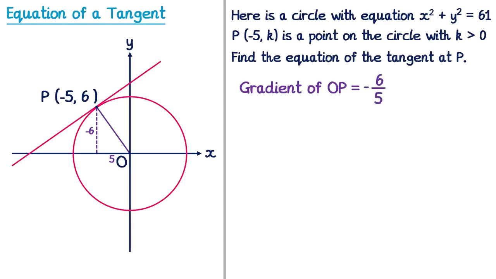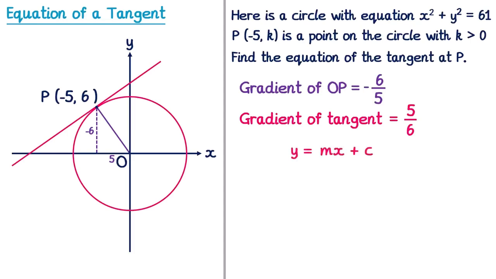Then we can do the gradient of the tangent. Since we know it's perpendicular, we do the negative reciprocal. So instead of negative, it's positive, and instead of 6 over 5, it's 5 over 6. And then we continue as we did before. So we write out the general equation of a line. We replace m with the gradient of the tangent, so 5 over 6.